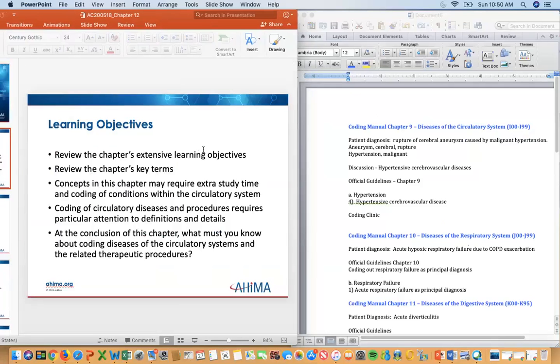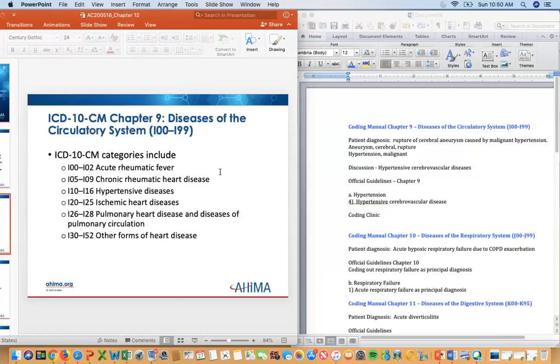So the first thing we talk about, obviously, for each one of our PowerPoints, we start out with learning objectives. And again, they're telling you right up front that the concepts in this chapter may require extra study time. Coding of conditions within the circulatory system, diseases, and procedures require particular attention to definition and details, as of course they may make a difference in the reimbursement piece of it. At the conclusion of this chapter, you must know about coding diseases of the circulatory system and related therapeutic procedures. So we're hoping that you will be able to understand and apply the guidelines that AHIMA has prepared for you.